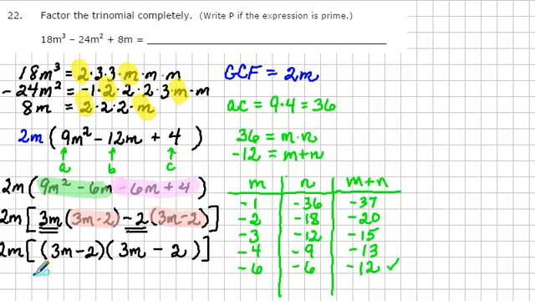We would probably write it as 2m. And then we have two factors of 3m minus 2. So we would write 3m minus 2 squared. When we square a factor, it means that we have repeated multiplication. So our complete factorization is 2m multiplied by the square of 3m minus 2.